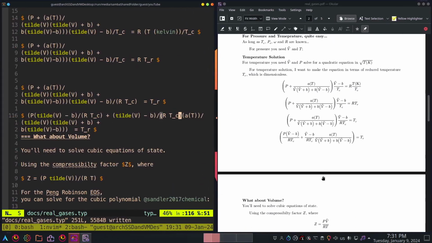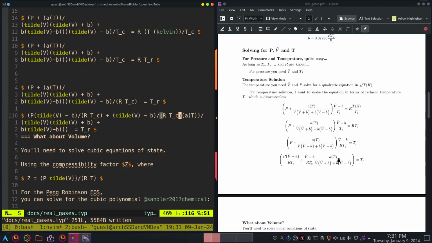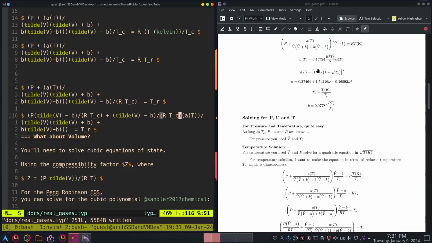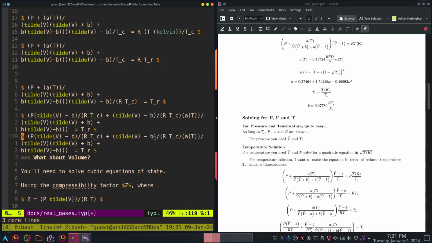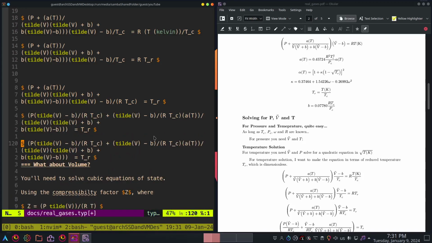So we have three groups of things to calculate. This PV minus B over RTC, that's one. V minus B over RTC over this whole volume term here. Then I need this A term as well. This A term, I want to expand it out, so that it's very clear what I need to do.